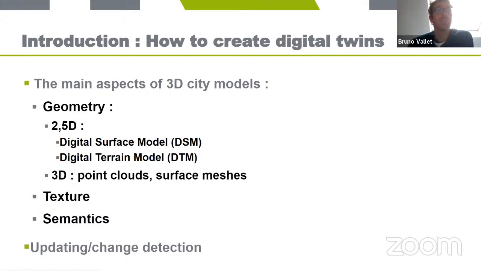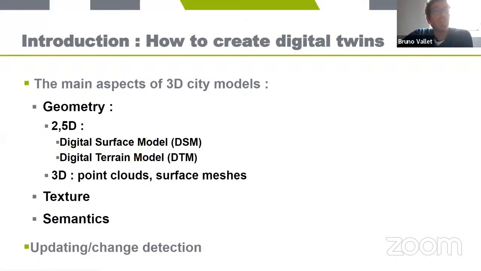So geometry is the representation of the geometric description of the model. You can have various ways to represent the geometry of a scene. Traditionally, we use 2.5D digital surface models and digital terrain models to represent the geometry of the scenes we're interested in. But then there has been a shift towards real 3D with point clouds and surface meshes, which allow us to represent a much more general class of surfaces and a much more general class of geometries.